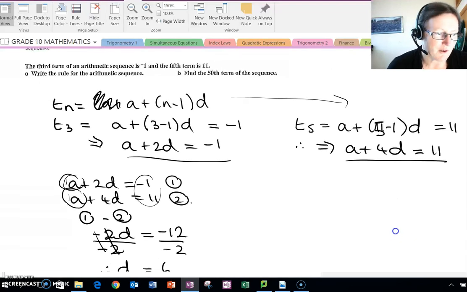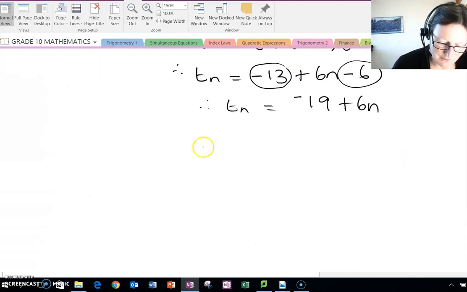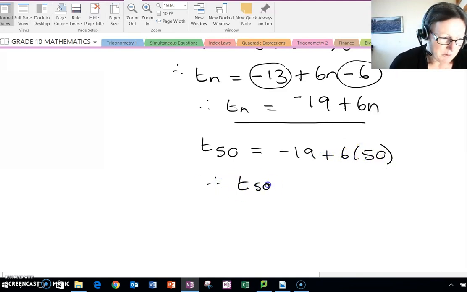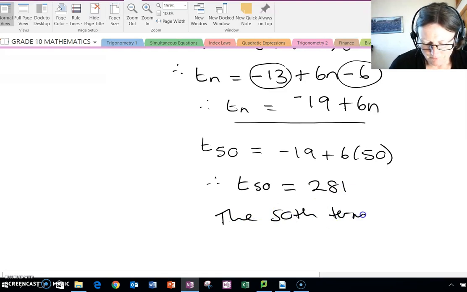It then asks me to find the 50th term. So I write T50, and with this rule, in place of n I put 50, because I'm asked to find the 50th term. Then I plug that into my calculator, and it's 281, so the 50th term is 281.